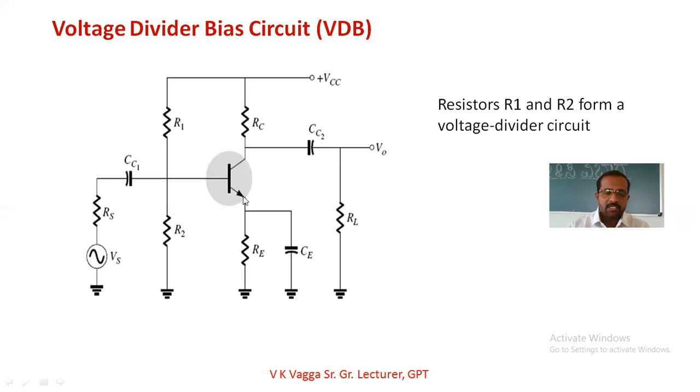RE is the resistance connected at the emitter side, and exactly parallel to it is connected a capacitor CE, called the bypass capacitor, used to bypass the AC components. CC2 is the coupling capacitor at the output terminal, used to couple the output of one stage to the input of the next stage, or to couple the output obtained at the collector to the load. RL is the load resistance. This itself is the voltage divider bias circuit construction.